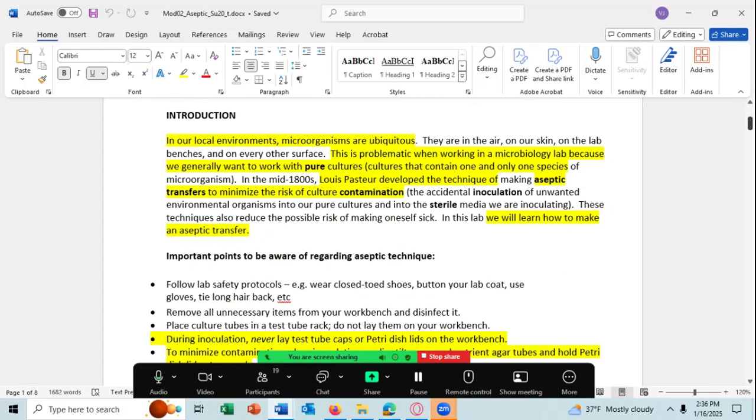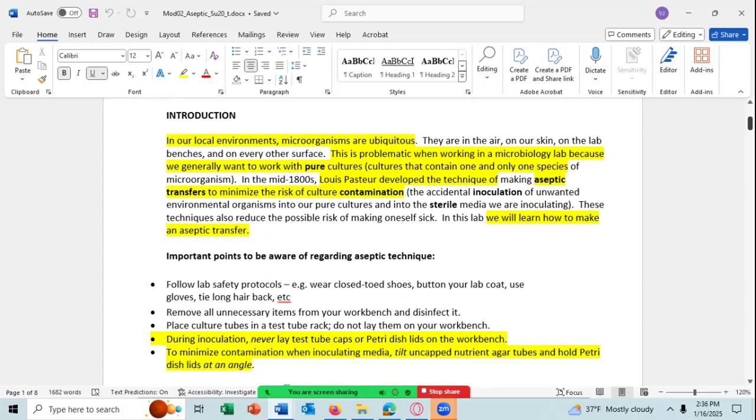In our local environments, microorganisms are ubiquitous, meaning that they are essentially everywhere. This is a problem when working in a microbiology lab because we generally want to work with a pure culture. A pure culture is one that only has one species of microbe or bacteria in it. Louis Pasteur developed the technique of making an aseptic transfer to minimize the risk of culture contamination. Let me also mention that Louis Pasteur is the one who developed the first technique for obtaining a pure culture.